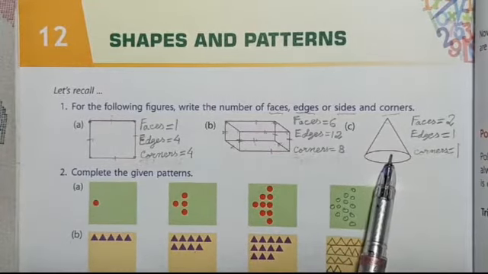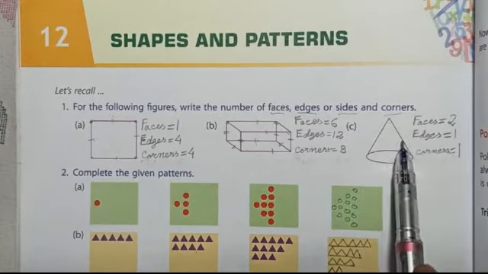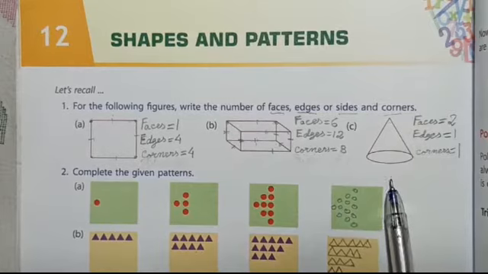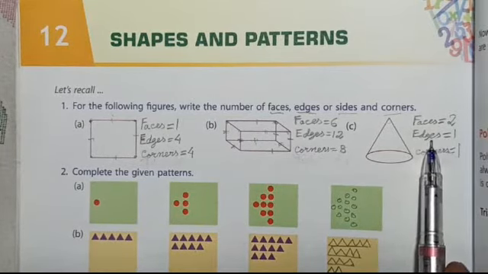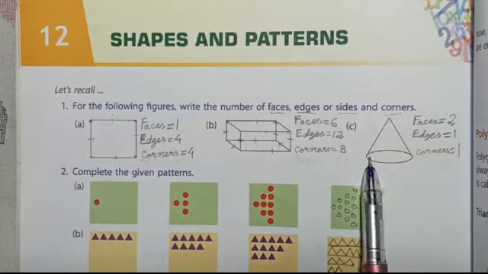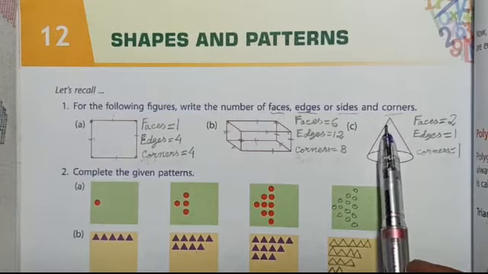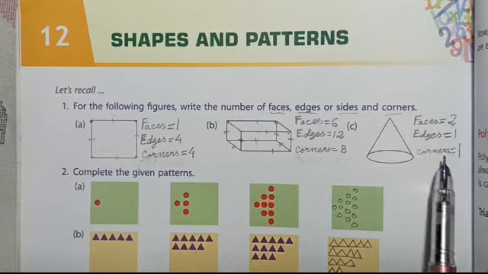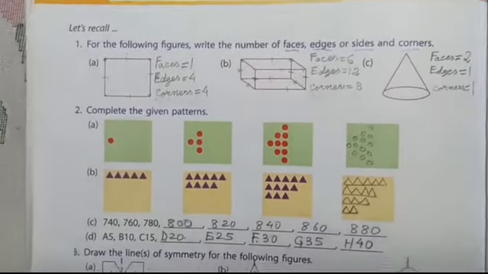This shape is called a cone. For this cone, faces are two: the curved face and this base face. Edges: there is only one, this round one. Corners: there is only one corner, this is the corner, so the number of corners is one. Now number two.